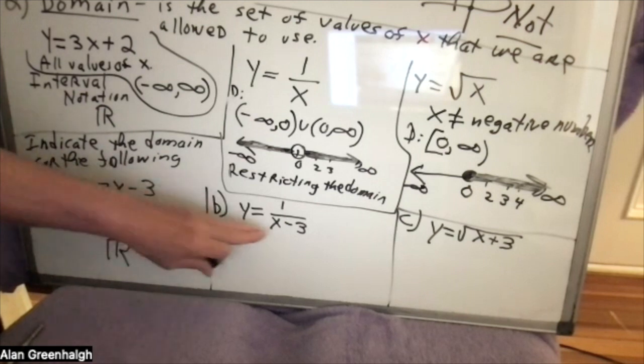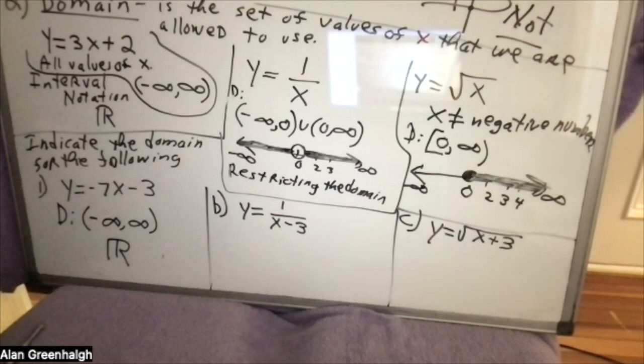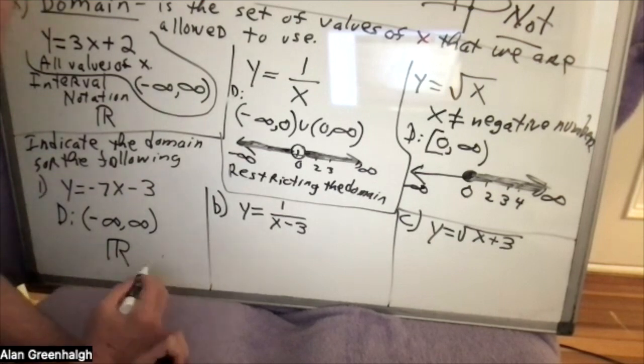Okay, then Bar, go ahead. Is it all the numbers besides 3? So negative infinity to 3 and then 3 to infinity? Okay, but for this, I want to see work.